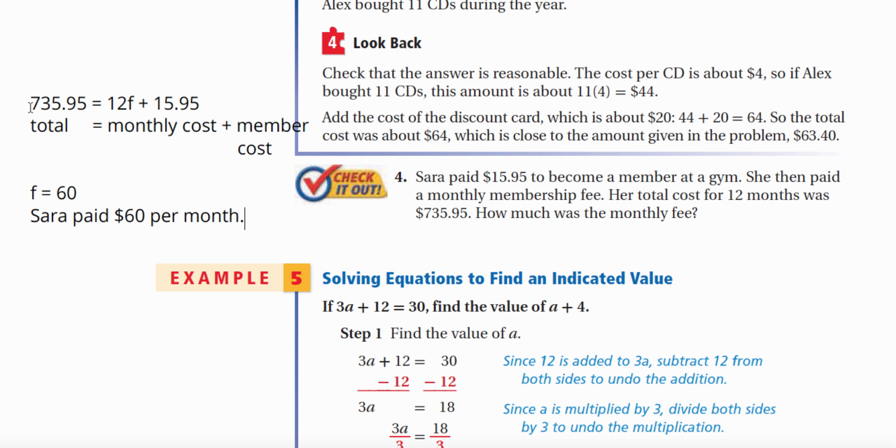And here's the equation. 735.95 equals 12. I've chosen F for the monthly fee, plus $15.95. If you didn't choose F or you chose another letter, totally fine. Nothing wrong with that. Total equals monthly cost plus member cost. Solving, F equals 60. Put it back into context. Sarah paid $60 per month.